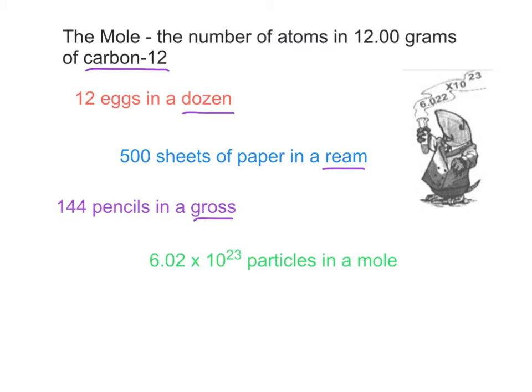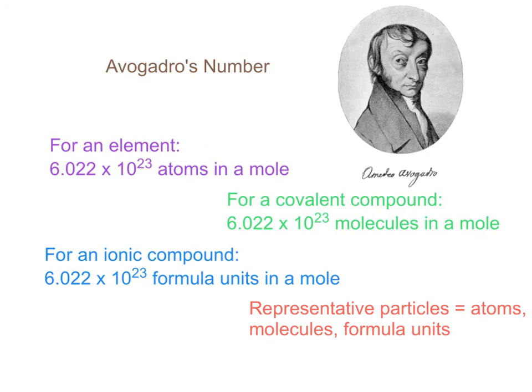Similarly, when you're talking about a mole, there are 6.022 times 10 to the 23rd particles in a mole. It's just a number that helps us count things that are really tiny. This number is called Avogadro's number. He's the one who figured out that there's 6.022 times 10 to the 23rd particles in the mole of anything, or in 12 grams of carbon-12.